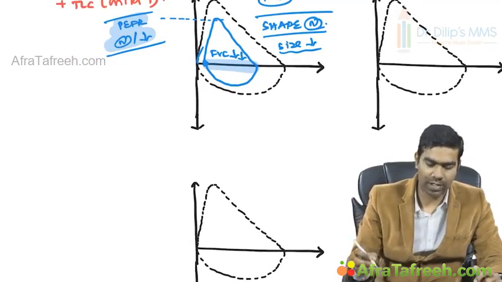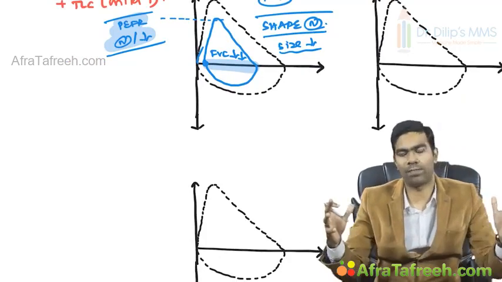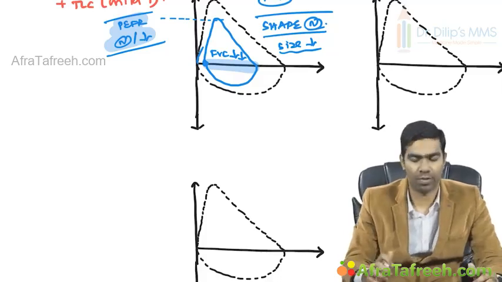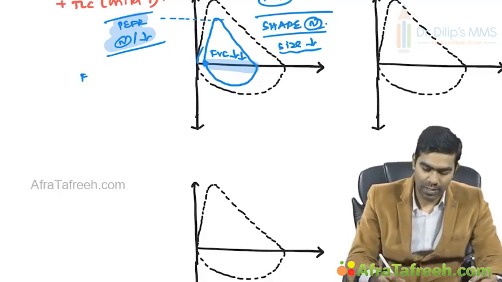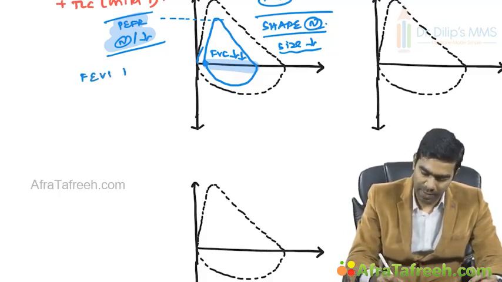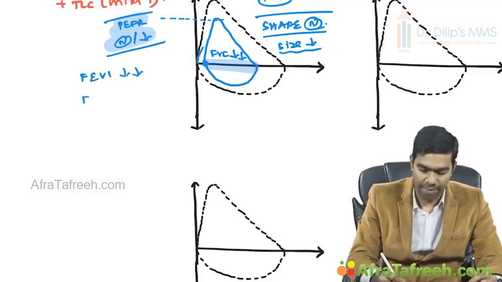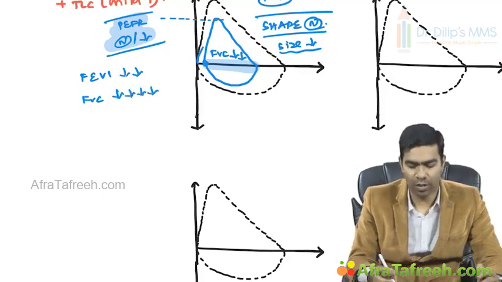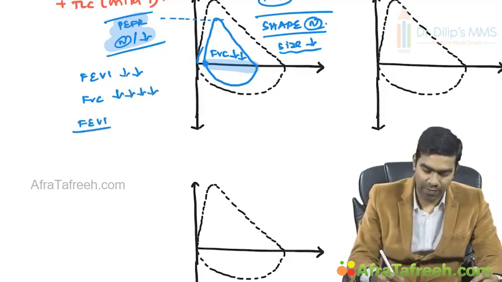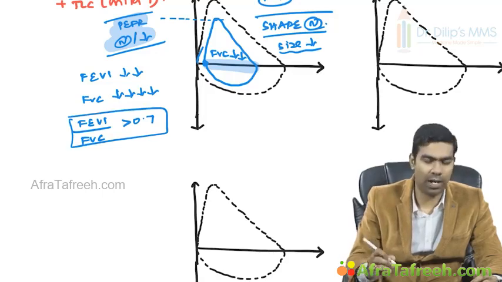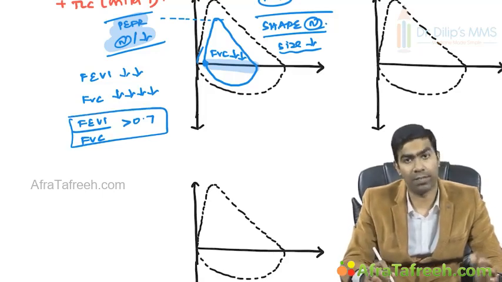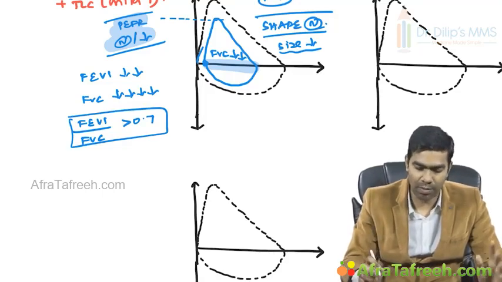So what will be the other features? The shape, I told you, is normal, except that the overall size of the curve will be reduced. So now you can see that FEV1 will definitely be reduced. There is no doubt. But the FVC will be decreased so much that the FEV1 by FVC ratio will actually be more than 0.7. In fact, it will be more than 100% many times. It will be even higher than normal. So this is a very important fact.